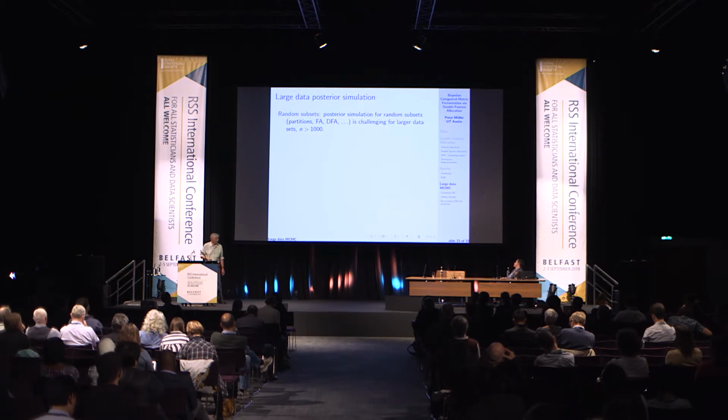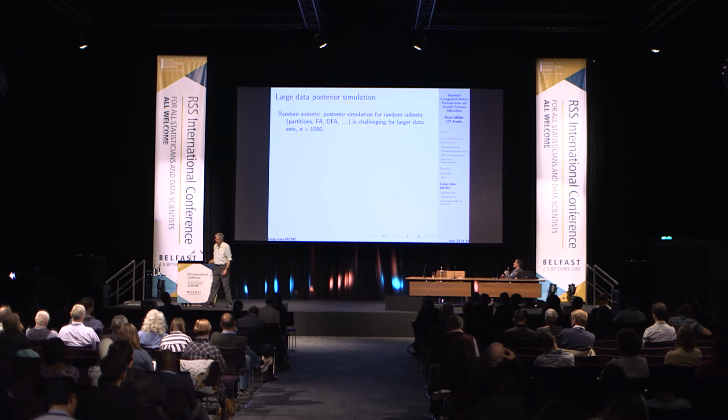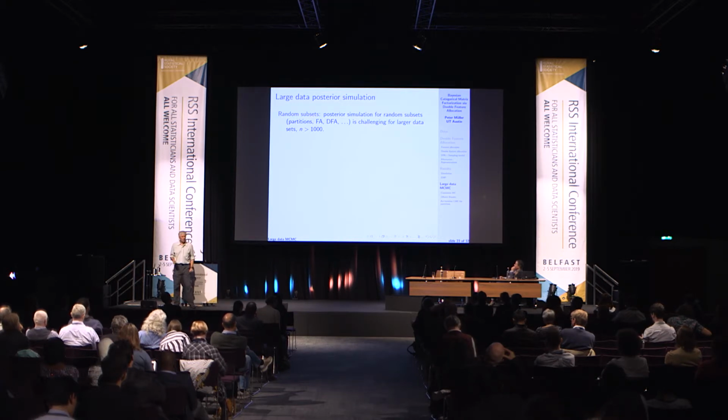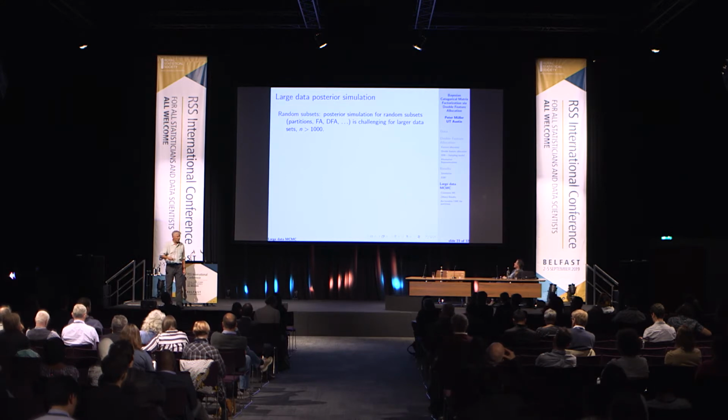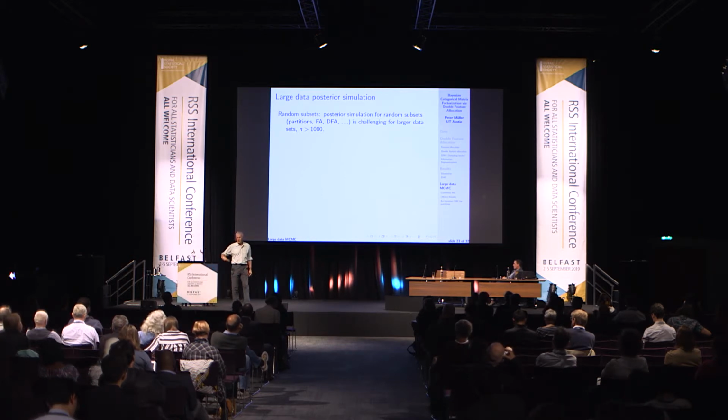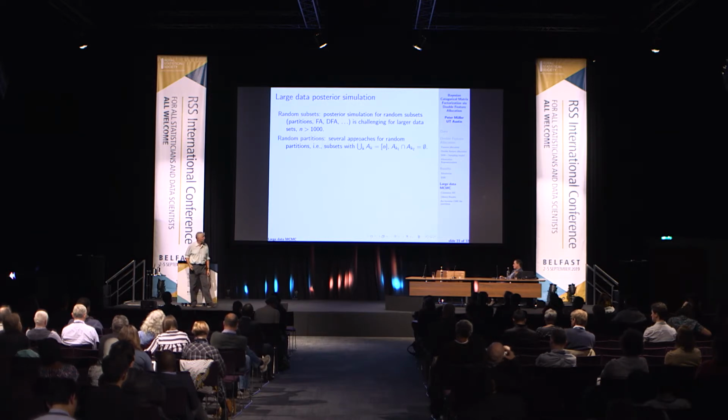But I want to spend my last few minutes of fame here to talk about posterior simulation. Posterior simulation for random subsets can be a pain because it was easy to describe the probability model, but to actually implement it, you run into lots of issues. In particular, for more than 1,000 experimental units, you can't realistically carry out the MCMC anymore. I mean, you can push it with all kinds of tricks.